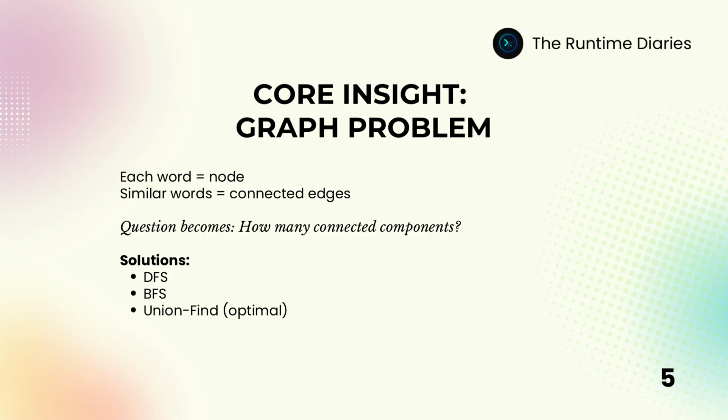BFS, or breadth first search. Same idea as DFS, but you explore level by level using a queue instead of recursion. Union find, also called disjoint set union. This is a specialized data structure for tracking connected components. You union nodes together when they're similar, and at the end, you count how many unique root parents exist. Union find is the cleanest and most efficient approach for this problem. So that's what I'll focus on today, but all 3 methods work.